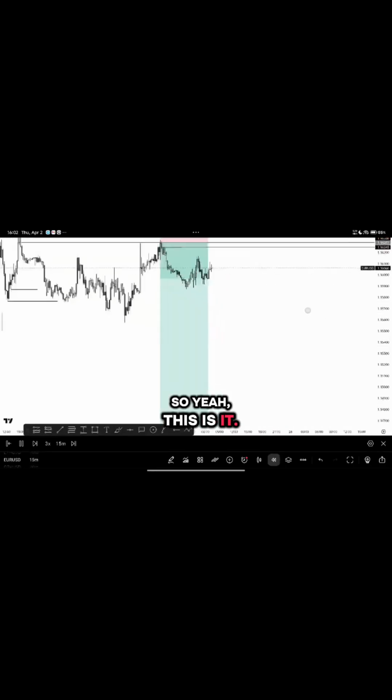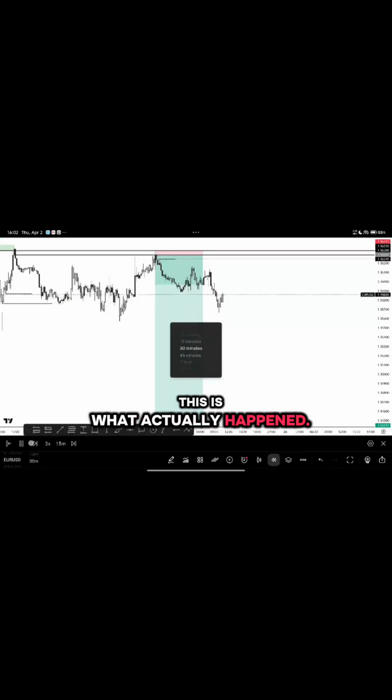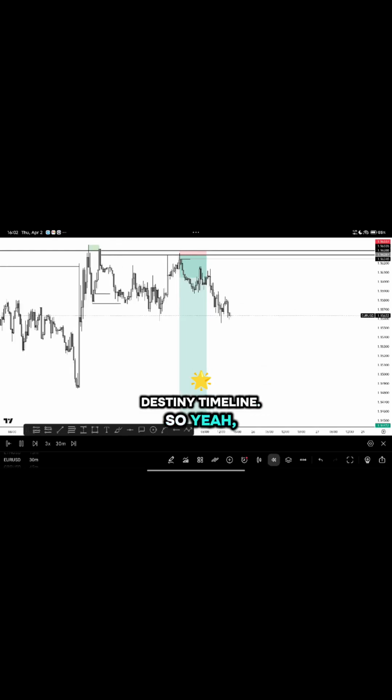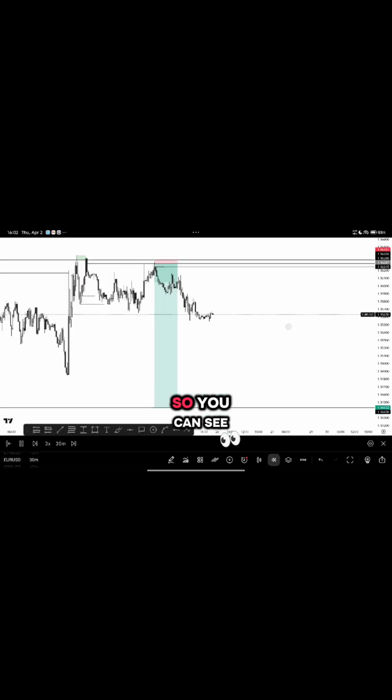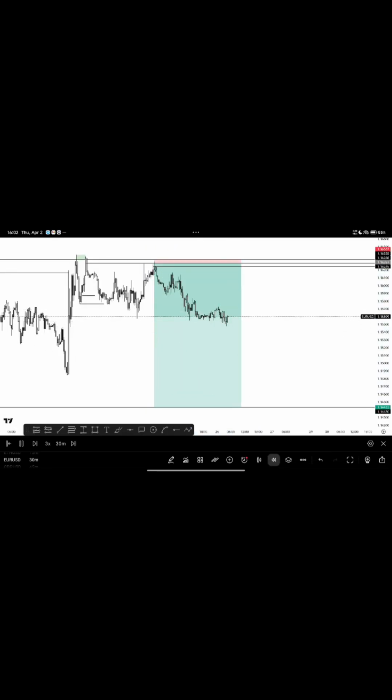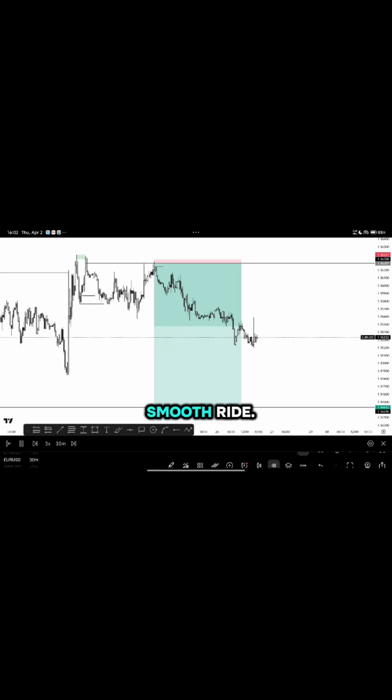So yeah, this is it. This is what actually happened. Let's go to the 30 minutes time frame. So yeah, you can see how smooth the ride is. Smooth ride. It was a very smooth ride.